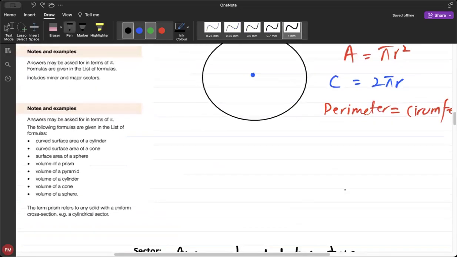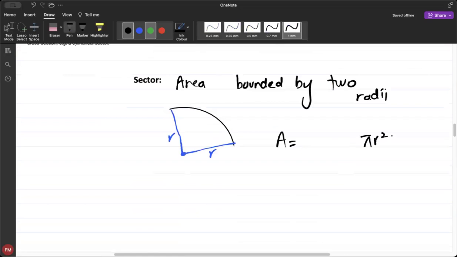We just did this, pi r squared. So pi r squared, you just multiply this with theta over 360. In other words, I'm just saying take out this angle, divide it by 360 and times it by pi r squared. The same applies for arc length as well.